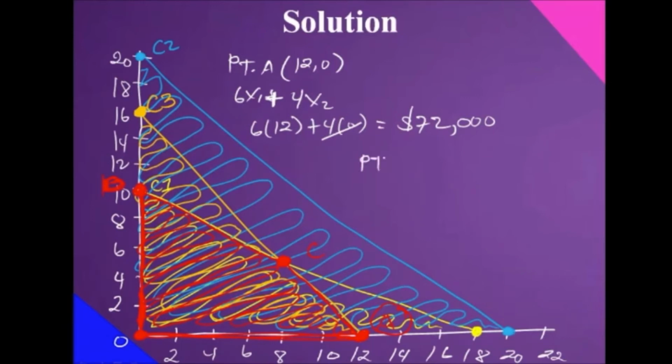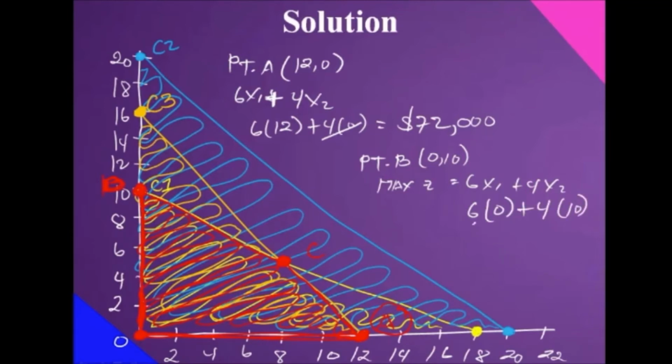For point B, we have 0 and 10. Ayan siya. So, substitute natin sa ating objective function na 6x sub 1 plus 4x sub 2. So, 6 multiplied to 0 plus 4 multiplied to 10. So, cancel yan. And this will give us a profit of 4 multiplied to 10. This is 40. And since naka $1,000 tayo, this will be $40,000 for point B.